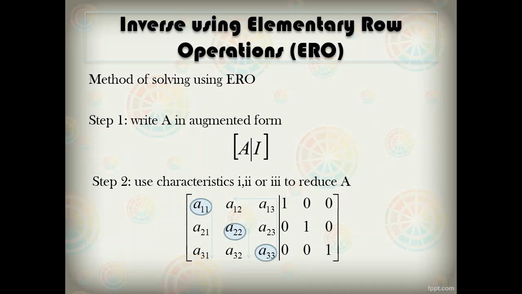Okay, let us apply the ERO method. The steps involved in ERO: the first step is to write A in the augmented form. When I say augmented form, it must be in this form: write your A beside your identity matrix. The second step, use the characteristics or the rules that I mentioned before to reduce A to identity. So we write the augmented form [A | I].